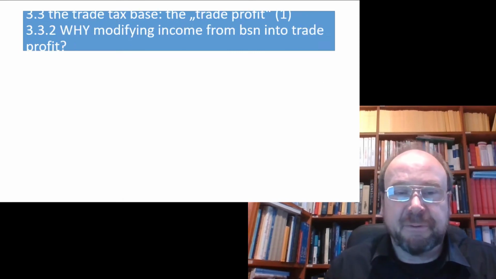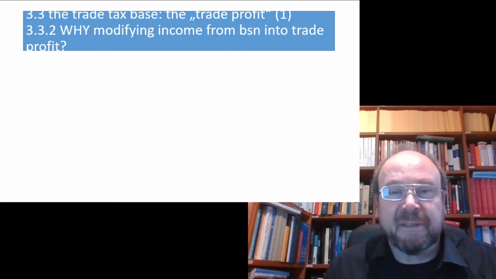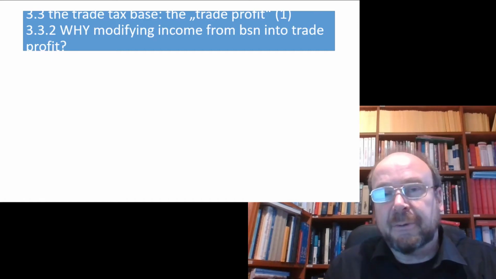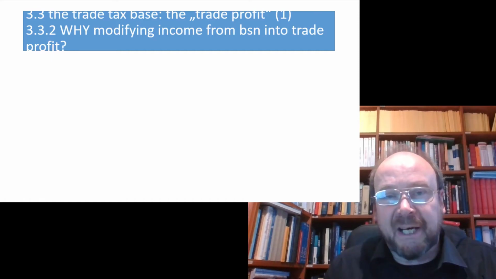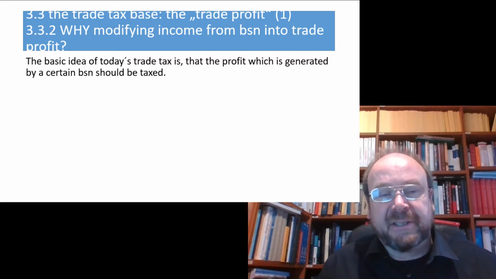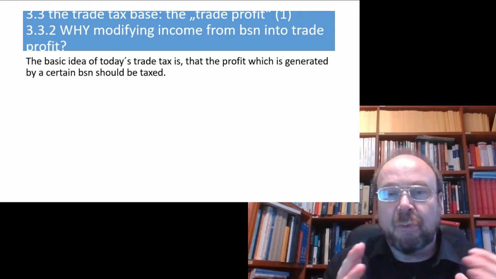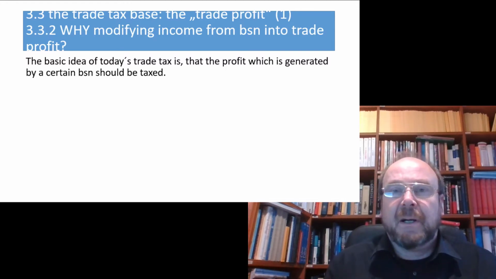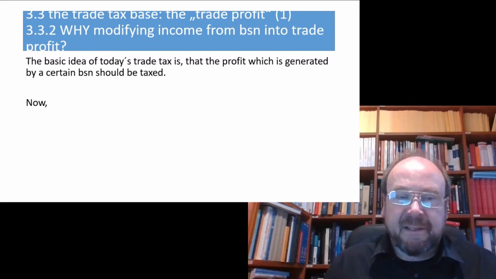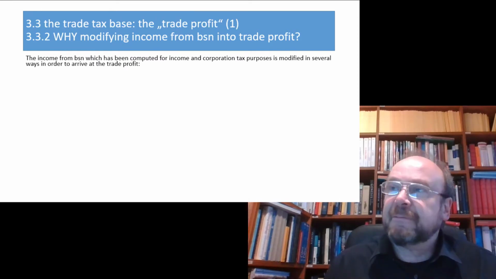Okay, that said before, we come now to the next logical step. You have just heard that the trade profit is not completely identical with the income from business. And so the question is naturally, why is there a difference? Now, that can be easily understood because imagine, ladies and gentlemen, that your idea is you want to tax the income from business. Now, only the income from business. And then the question is, which consequences would that have?